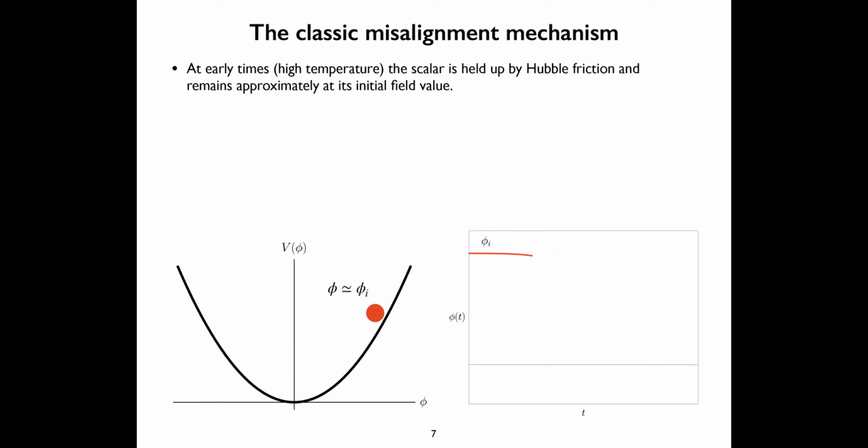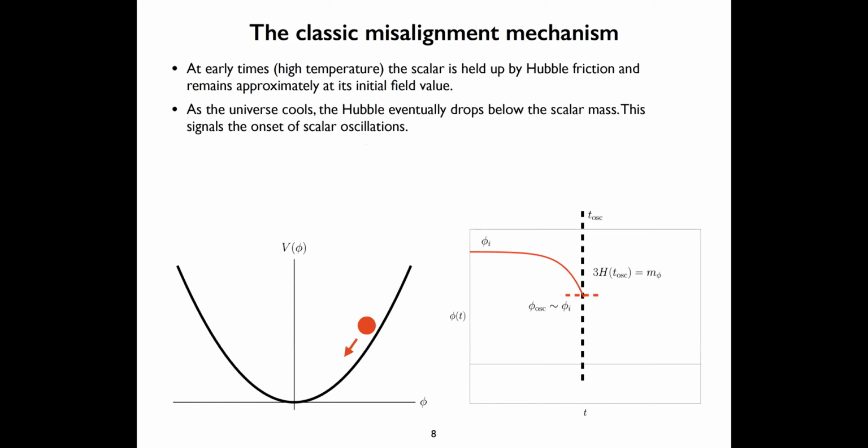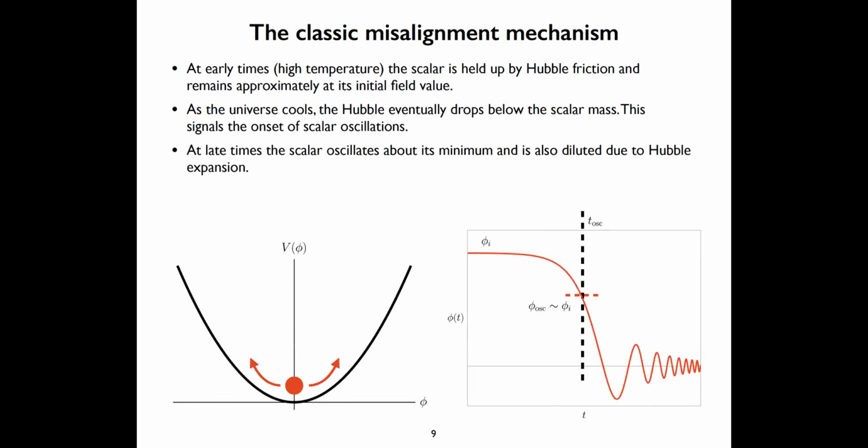And so what happens at early times, at high temperatures, the scalar field is held up by Hubble friction. And so we can see in the plot, it retains its approximately constant initial field value. It's just held there at its initial value for some time. As the universe cools, the Hubble eventually drops below the scalar mass, and this signals the onset of oscillations. And then at later times, you see it oscillates, and it's also being diluted due to the Hubble expansion. And so this is the basic misalignment mechanism.